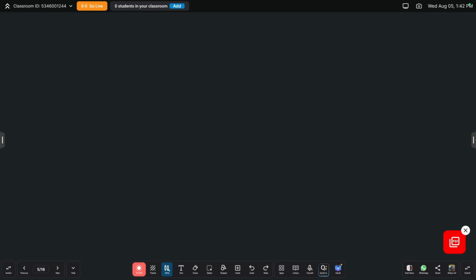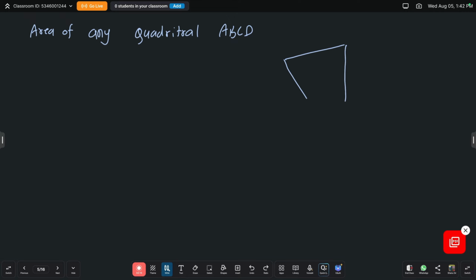General quadrilateral area with the help of vectors. Area of any quadrilateral, not even a parallelogram. Parallelogram is a special quadrilateral. Area of a general quadrilateral, suppose ABCD here. With the help of vectors, it is very easy.